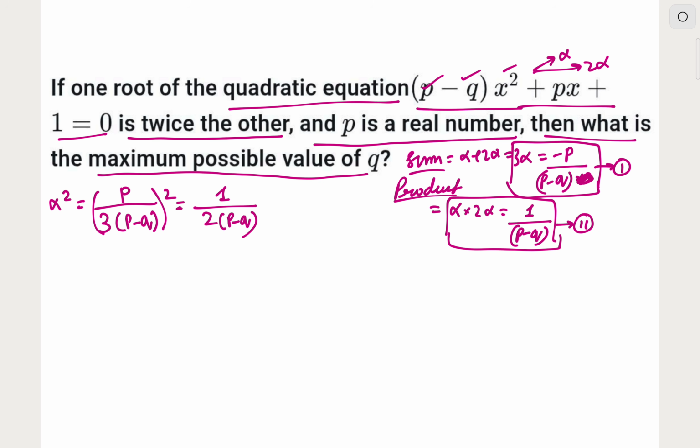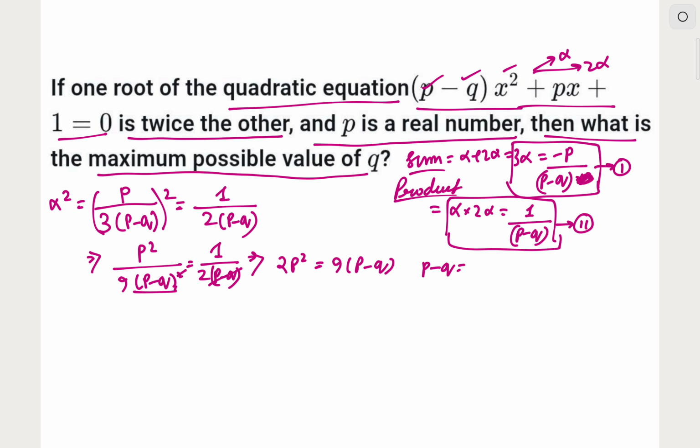If we try to simplify it, it becomes p square by 9(p minus q) whole square is equal to 1 by 2(p minus q), and we can cancel p minus q with the square, from where you can get 2p square is equal to 9(p minus q). Now p minus q is in the denominator, so p minus q is not equal to 0. If p minus q were equal to 0, then it would also not be a quadratic, so p minus q cannot be 0. So the equation becomes 2p square is equal to 9(p minus q).